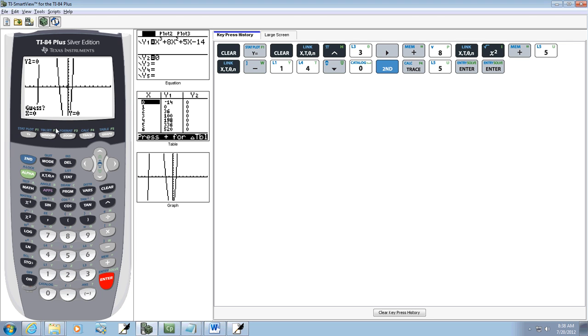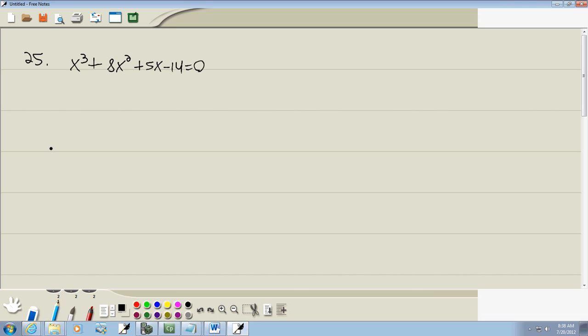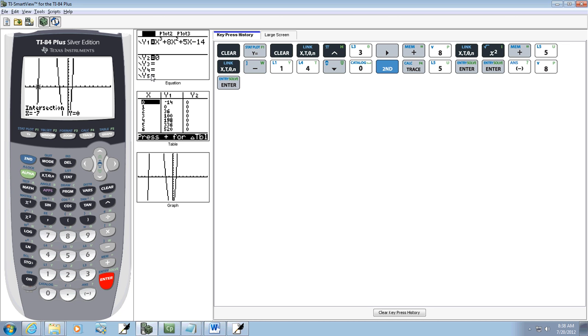Now for our guess. It said to input an x value close to our answer. Well, over here, this looks like -7. Let me put in -8. So I'll do -8, enter. And it'll come back and tell me my intersection is -7. So that's our first answer. X equals -7.